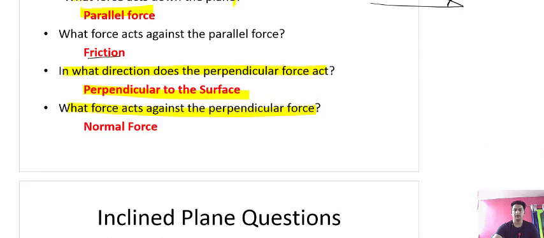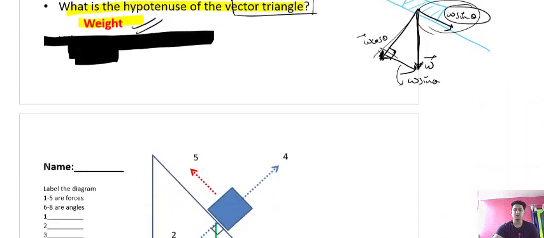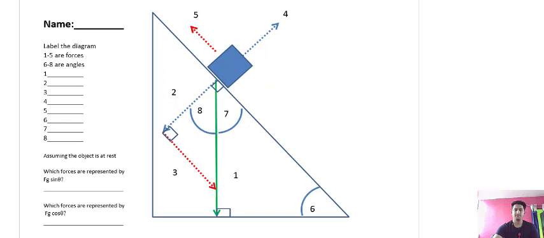So there are some activities that you must do at home. Number one, this is the question. First of all, you write your name, and in this activity you label this diagram. 1 to 5 are the forces; you need to write down which forces 1, 2, 3, 4 and 5 are. Then 6 to 8 are angles, so you need to mention the angles also.